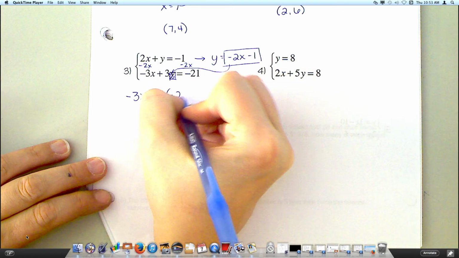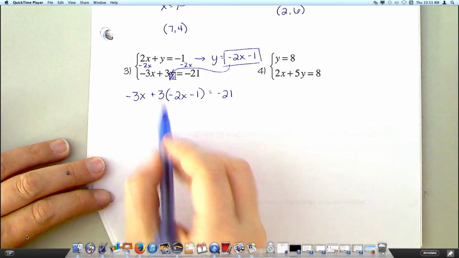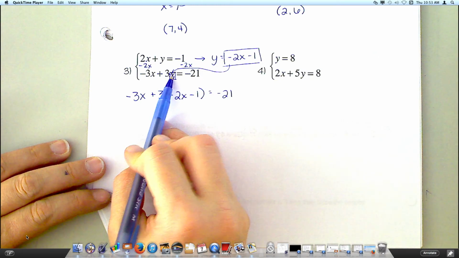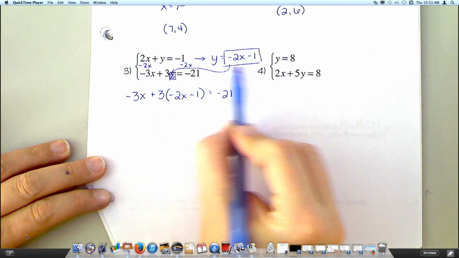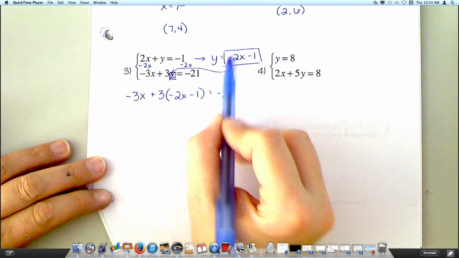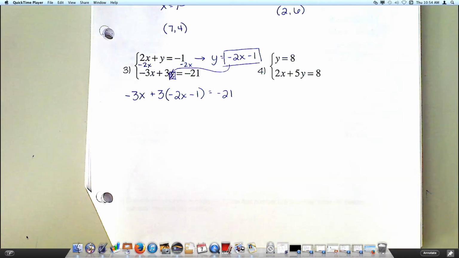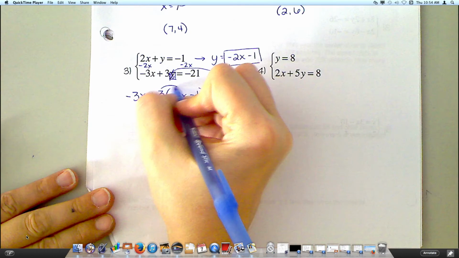Negative 2x minus 1. Why do you have to put it in parentheses? Well, because this said 3 times y. If y is all of this, then when I put it in here, I need to make sure I'm doing 3 times all of that. Oh, because if you didn't put the parentheses, it would be 3 times negative. Exactly. You wouldn't be multiplying the whole thing by 3. Okay? So if you're taking something this big and substituting it in for something this big, you've got to put it in parentheses to show that it's like all one thing. Okay? Alright.